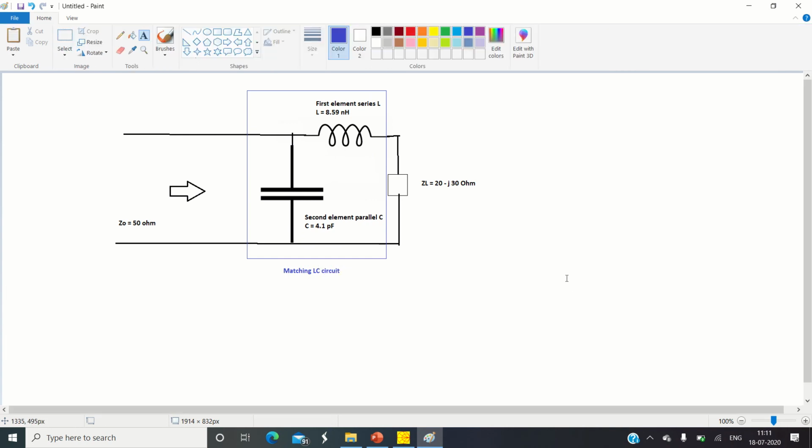Okay, so this is the complete design of matching circuit, which matches the given value of complex load impedance 20 minus J30 with a transmission line on the left hand side whose characteristic impedance is 50 ohm, using lumped element components, that is a series element first and the second element is parallel capacitor. So this finishes the complete example.